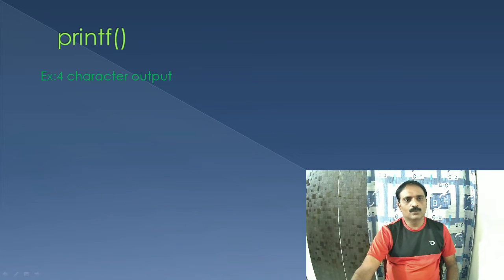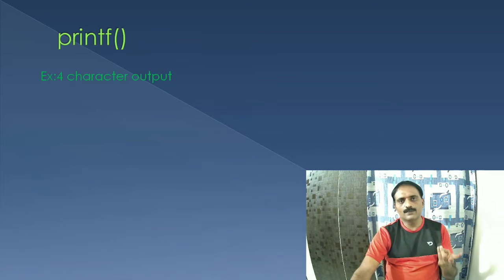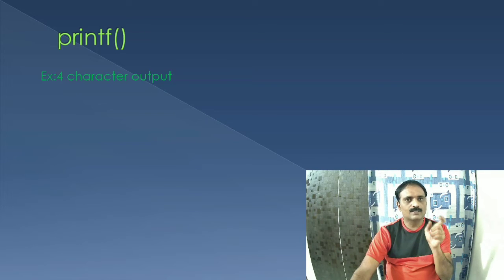Similarly, example 4, this one is for character output. So real, integer, and the next category is character. If you want to display a character as the output, then we have to use %c. The only variation here is %c as the format specifier, which is used to represent the character.